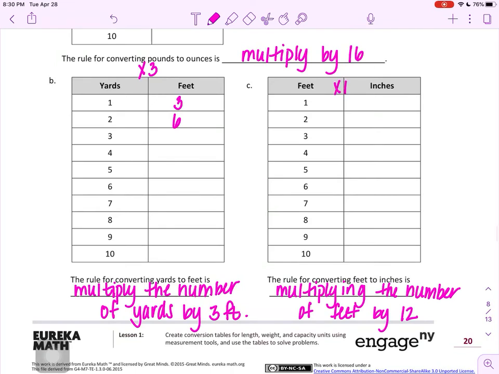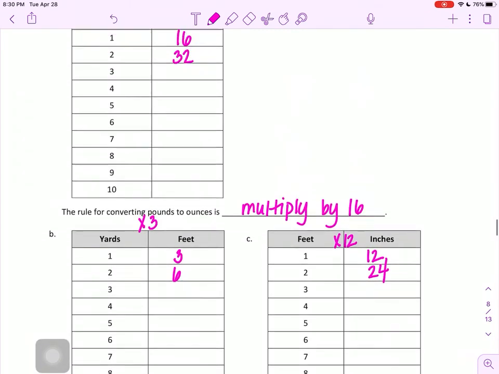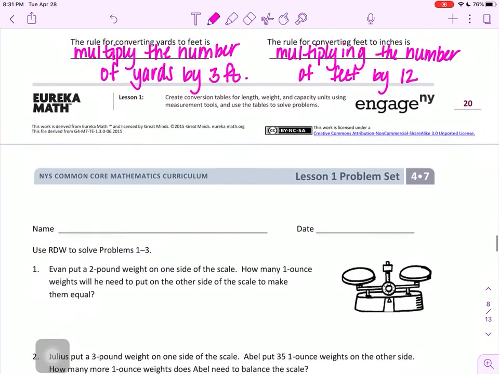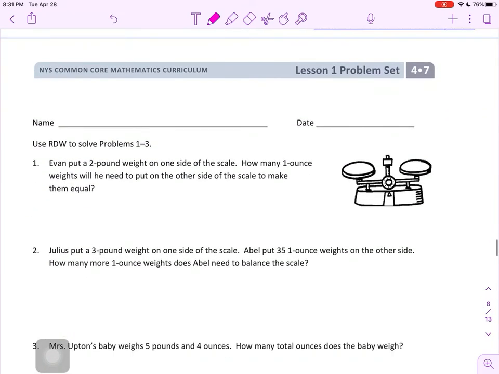Okay, so same thing up here, times 12. So obviously it's going to be multiples of 12. So I would like you to complete these charts or these tables just as practice with those formulas, and that will help you with the problem set and the homework for today and tomorrow.